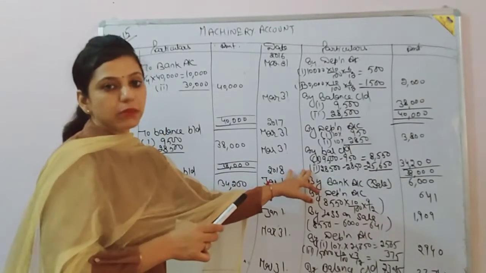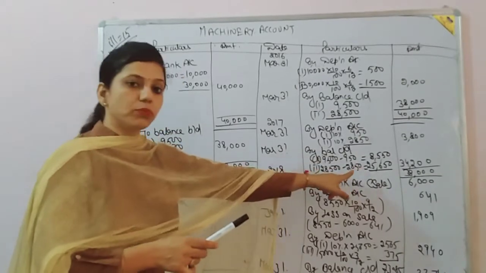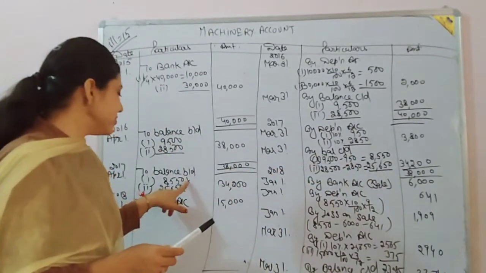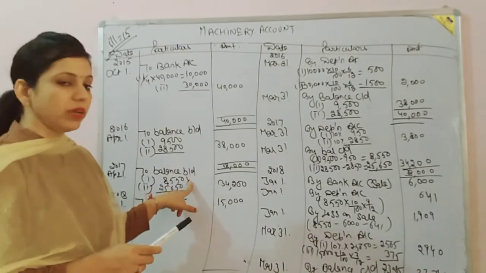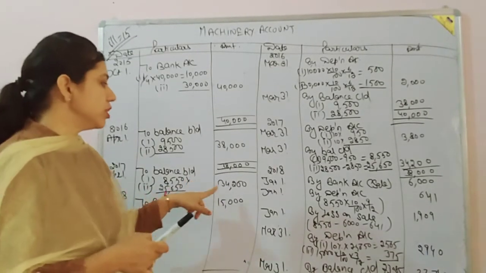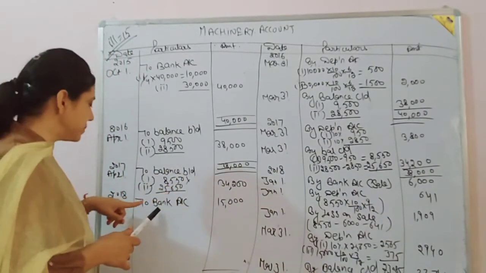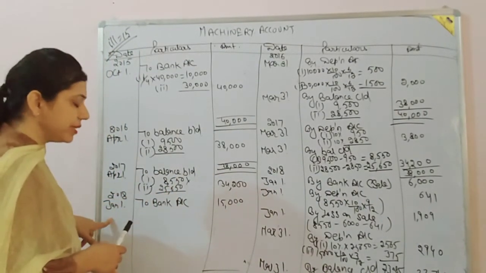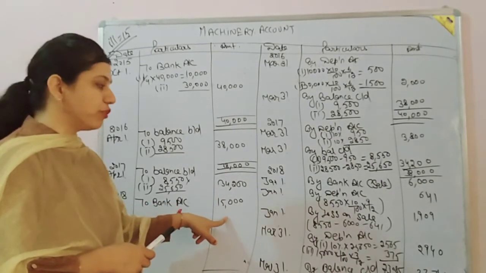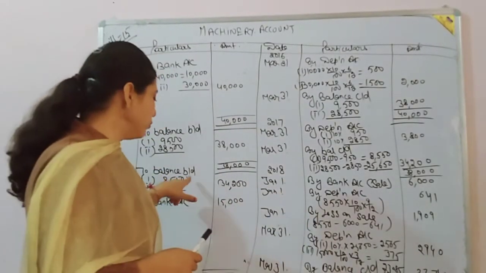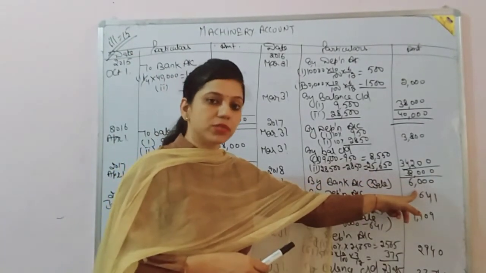Now the last and the most important year, the second last year. So these balances should be brought down: 8,550 plus 25,650. In this year, the first machinery's 1/4 part is sold, and on the same date a new machinery is purchased. So on 2018 January 1, to bank account, new machinery is purchased for 15,000, and the 1/4 part of machinery is sold for 6,000. So by bank account 6,000.